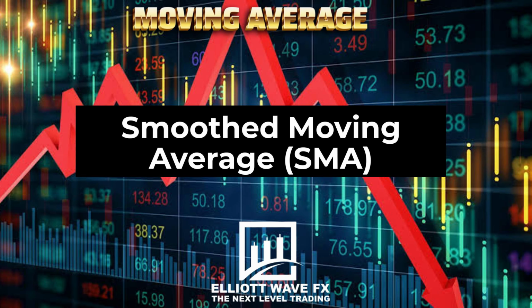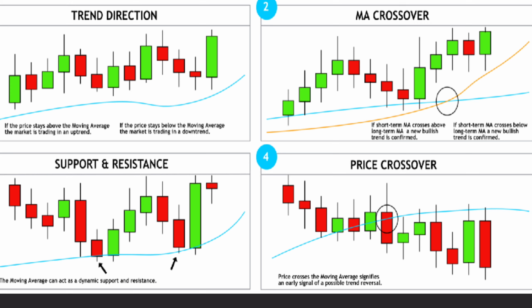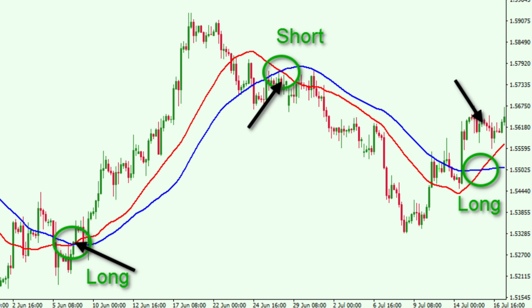Smoothed moving average. The smoothed moving average (SMA) is designed to smooth out price data over a longer period, making it less sensitive to short-term volatility compared to other moving averages like the simple moving average (SMA) and the exponential moving average (EMA). The SMA takes into account all available data points, which means that older data points are never completely removed from the calculation, but have a diminishing impact over time.